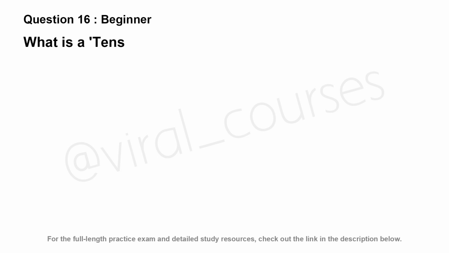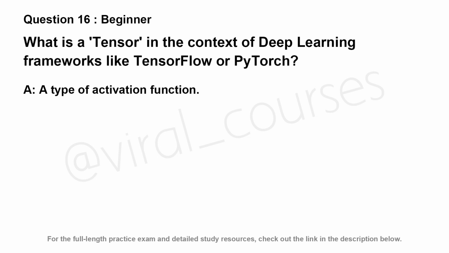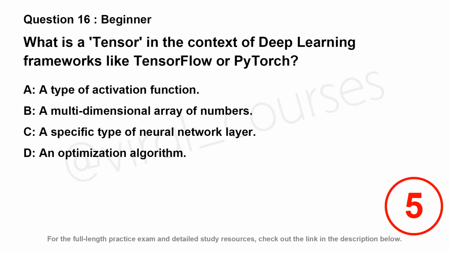What is a tensor in the context of deep learning frameworks like TensorFlow or PyTorch? Option A. A type of activation function. Option B. A multi-dimensional array of numbers. Option C. A specific type of neural network layer. Option D. An optimization algorithm.